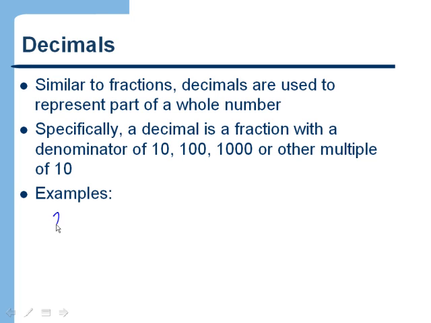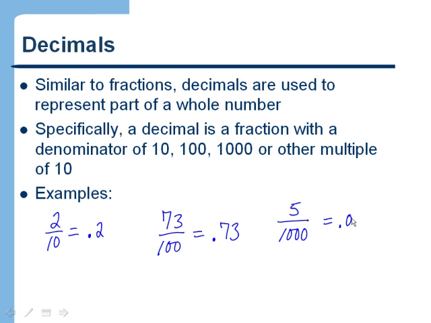For example, 2 over 10 is the equivalent of 0.2. And so there we see the relationship between a fraction and a decimal. Another example, if I take a fraction of 73 100ths, that's the same as 0.73. Or to look at one more, let's say that I have 5 1,000ths. 5 over 1,000 is equal to 0.005. So decimals are simply another way, and a convenient way, to represent numbers that are less than 1.